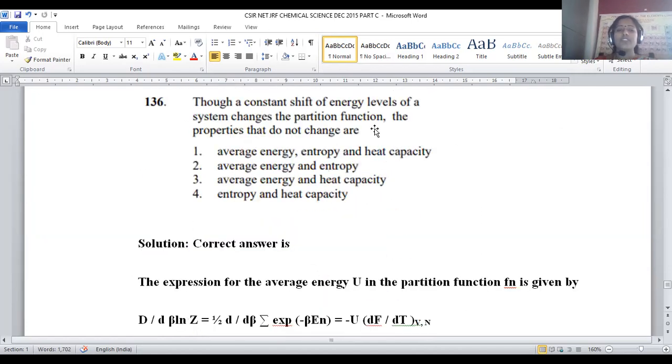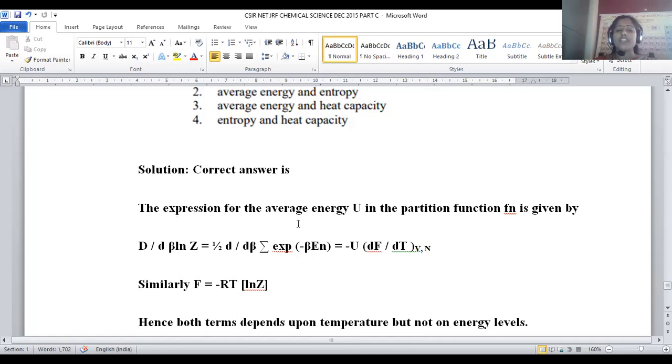Though a constant shift of energy levels of the system changes the partition function, some properties do not change even when we change the energy. Those properties are the expression of average energy, and the partition function is given by minus d by d beta ln Z, equal to the sum of En e to the power minus beta En, which is equal to minus U by dT, where volume and number of moles are kept constant.